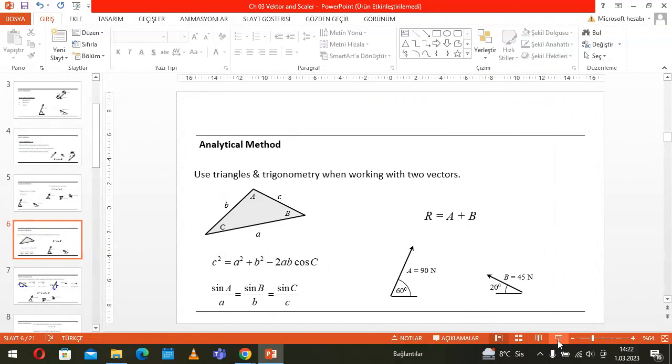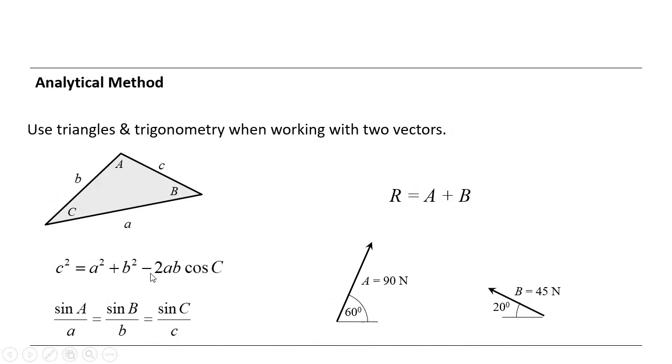So c square is equal to a square plus b square minus 2 times ab cosine c. So this is the cosine theorem or method, and here is the sine theorem. Sine a over a, sine b over b, sine c over c is equal to the diameter of the circumscribed circle of the triangle, and so on. So all these trigonometric relations and functions we use in vector calculation.